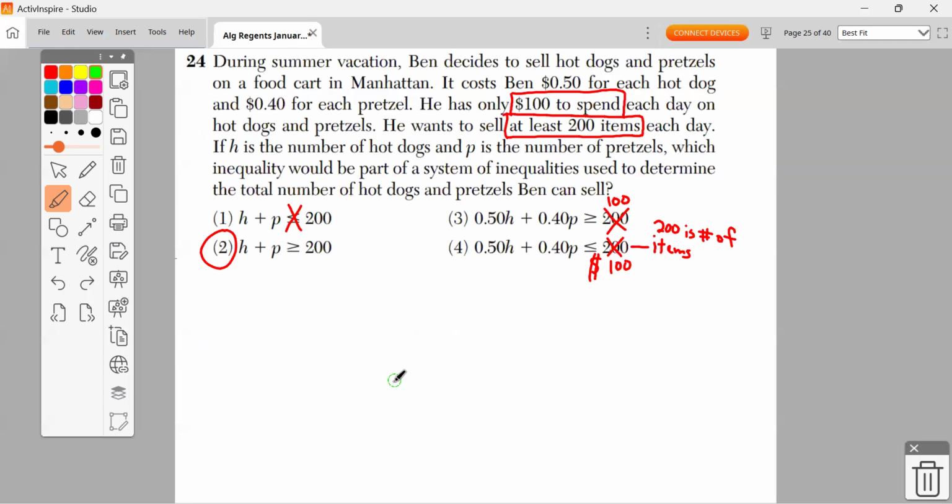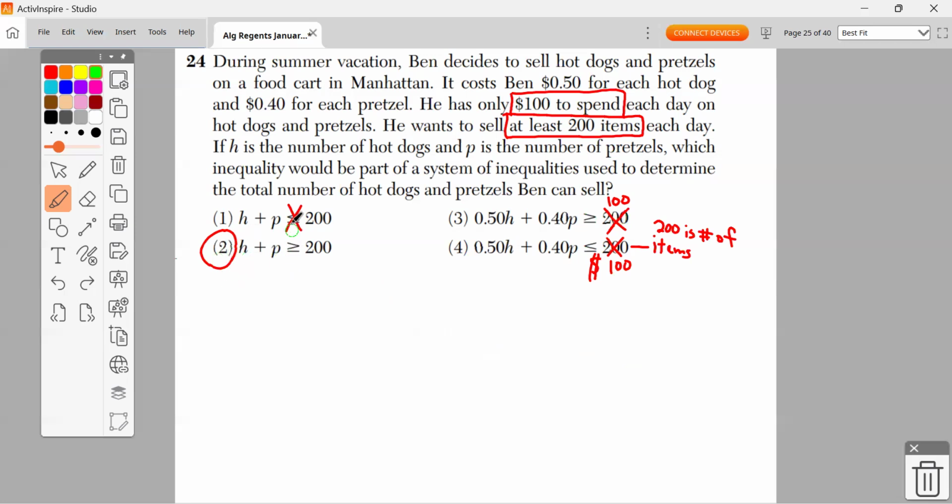And finally, in question number 24, Ben decides to sell hot dogs and pretzels. It costs Ben 50 cents for each pretzel, 50 cents for each hot dog and 40 cents for each pretzel. He only has $100 to spend each day on them. He wants to sell at least 200 items. Now, at least 200 items. He could sell exactly 200 or more than that, but he can't sell less than that. So the number of hot dogs plus the number of pretzels has to be greater than or equal to 200.